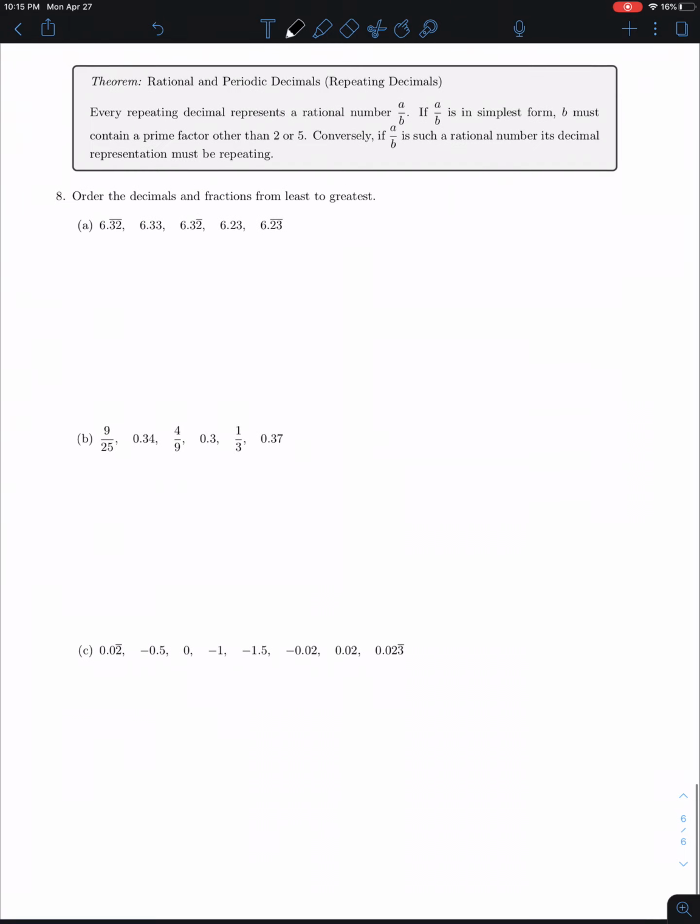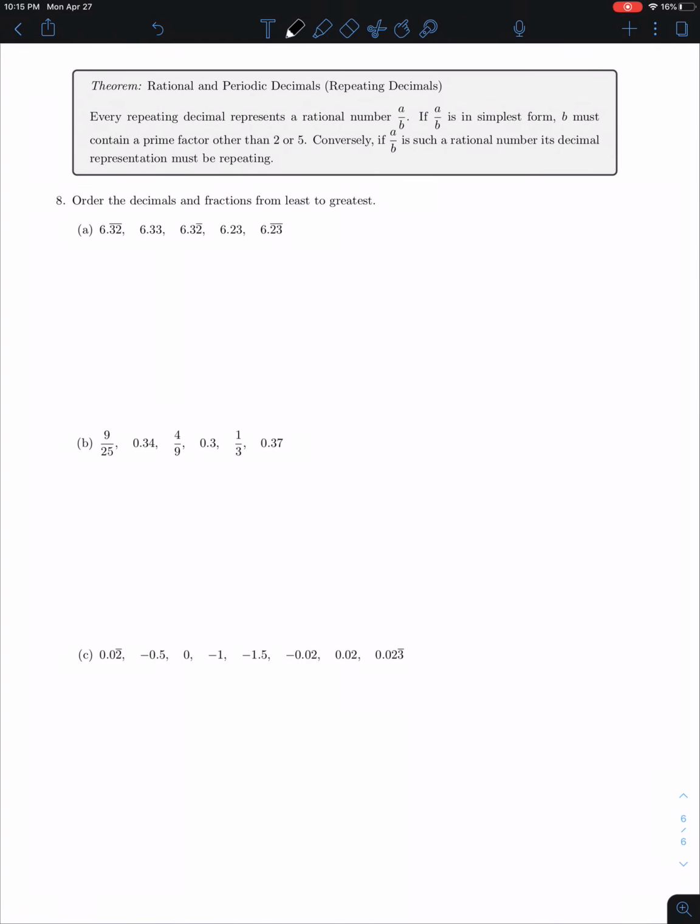So the last page is just a matter of ordering these decimals from least to greatest. Sometimes they put fractions in there, so I would recommend turning everything into decimals just to make it easier to compare. So again, I'll leave these for you to practice. If you have any questions, I'll be around the computer all day tomorrow, and so good luck.